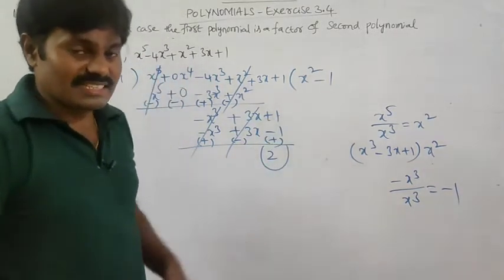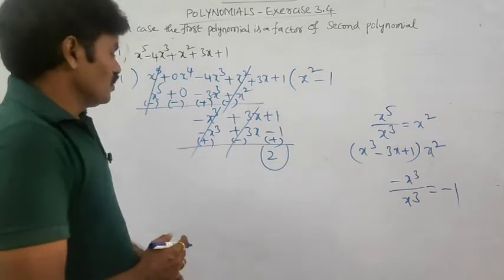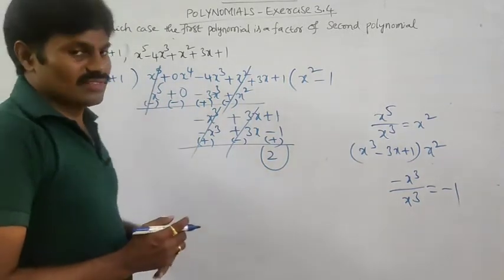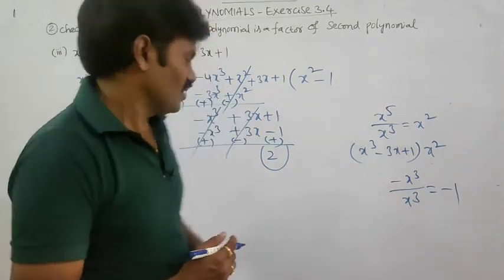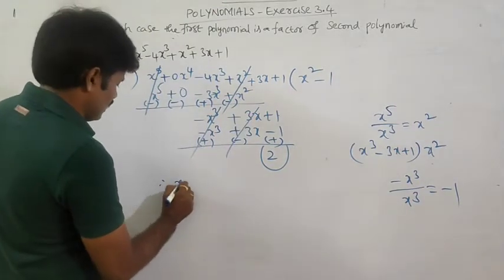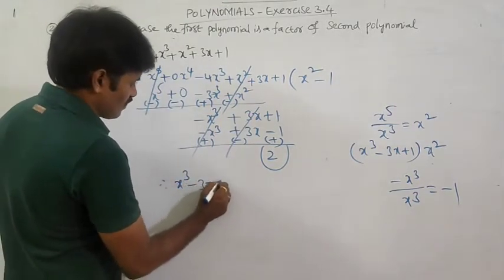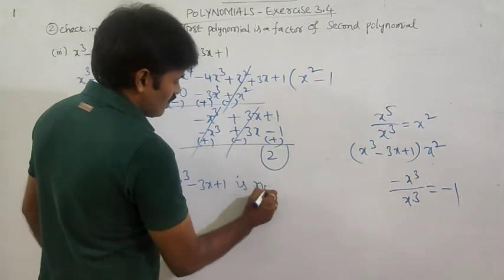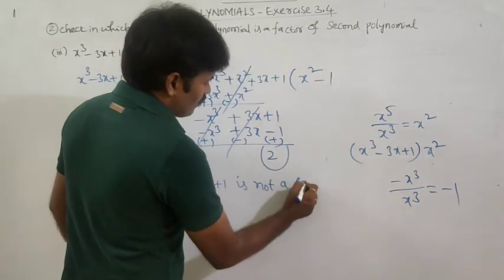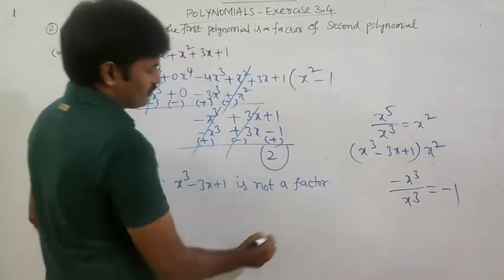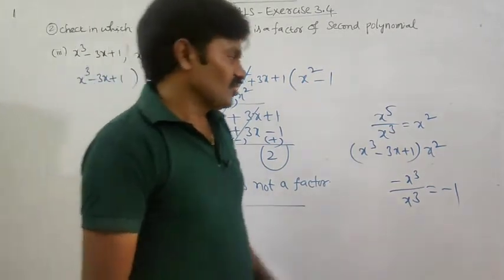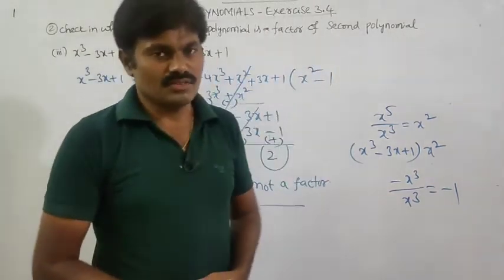So in this case, is the remainder 0? No. So is x cube minus 3x plus 1 a factor? No. Therefore we can write that x cube minus 3x plus 1 is not a factor of the given polynomial. Is it clear? Like this we can solve a number of problems using this procedure.